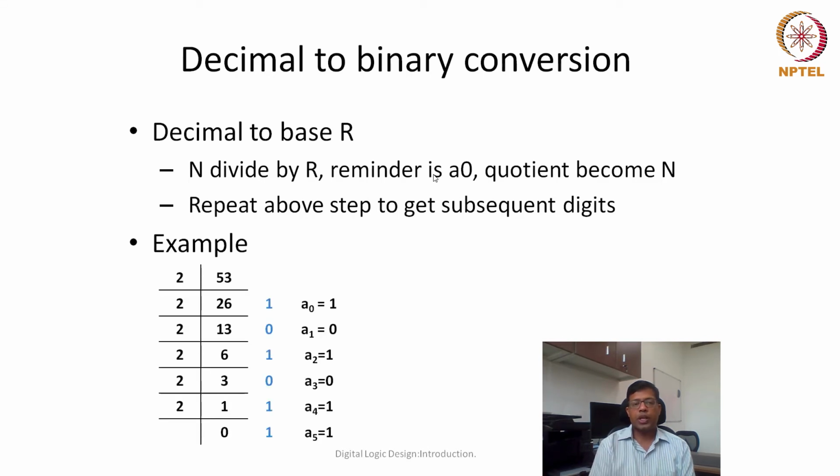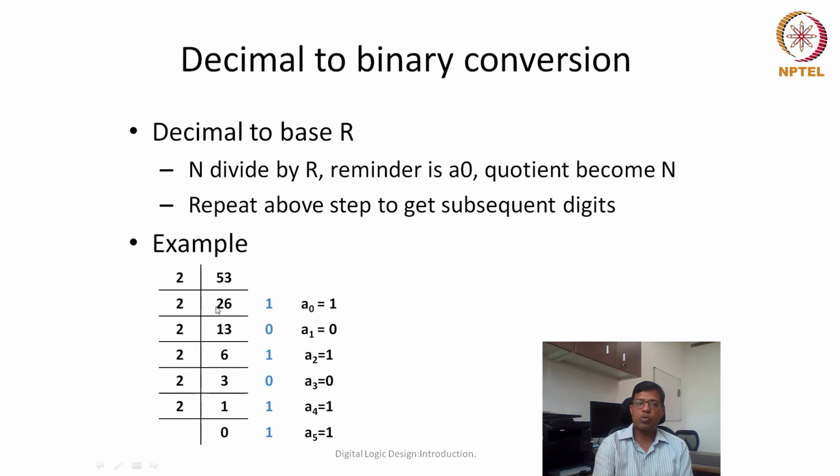Let us say we have this number 53 which is represented in decimal. Now we would like to convert it to binary. Because it is binary, the base is 2. So we have to divide this number by 2 every time. Initially we divide 53 by 2, it comes out to be 26, and the remainder is 1. Because the remainder is 1, this will form the least significant bit. a0 will be equal to 1. And now the new number is 26.